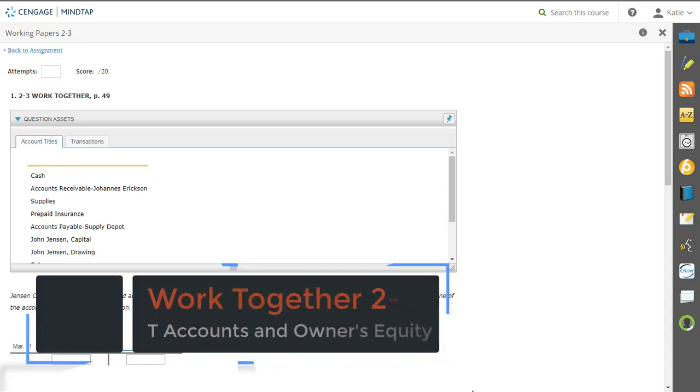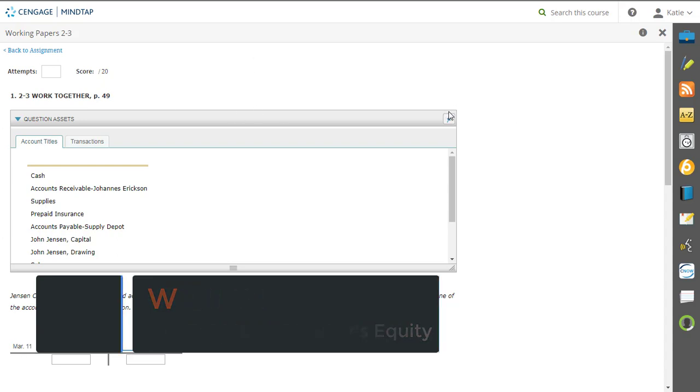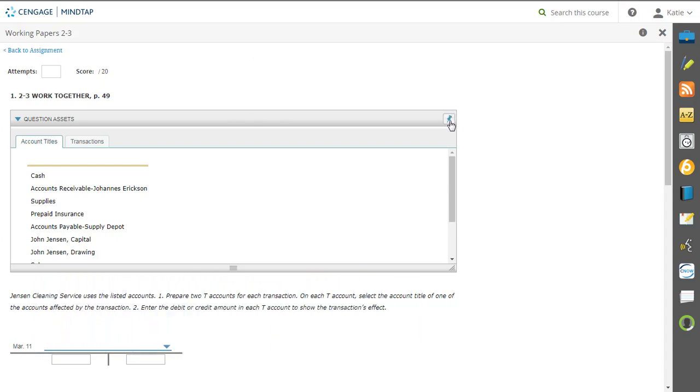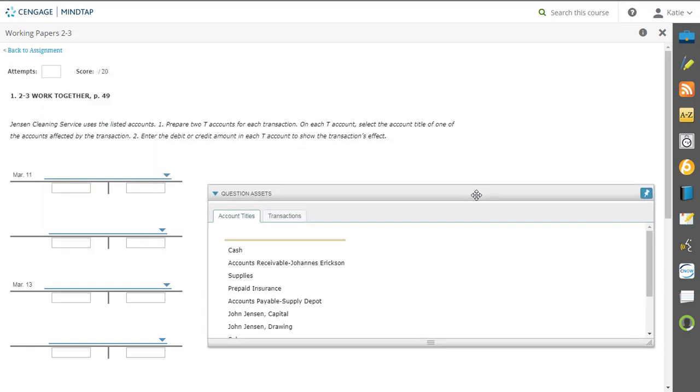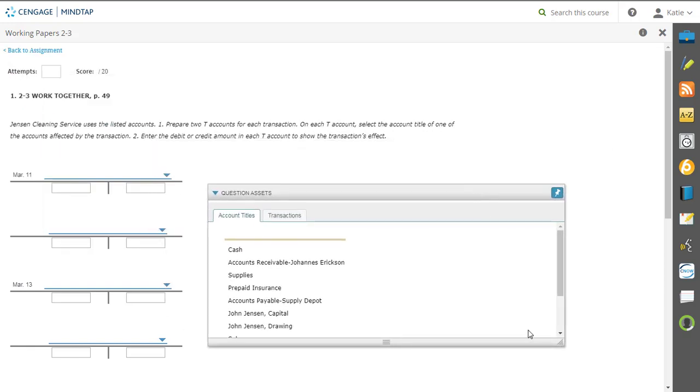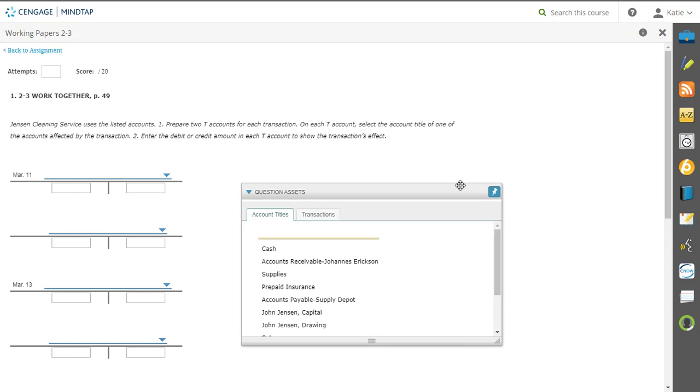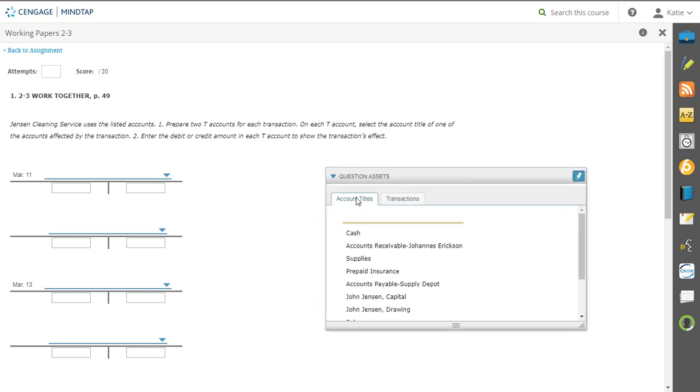So ladies and gentlemen, my work together 2-3 is open. The first thing that I'm going to do is unpin my question asset on the very top, and then drag it over to the right, and resize it just a little bit so I can keep it over here on the right while I have my T account, so I don't have to do as much scrolling back and forth.